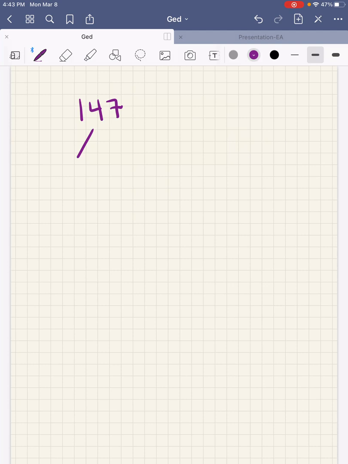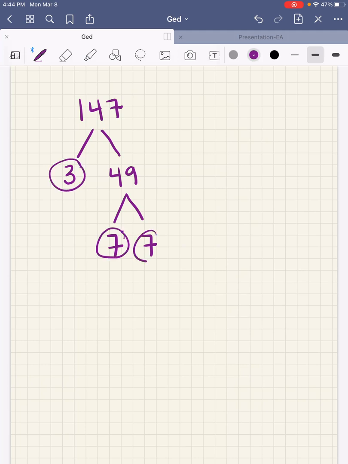However, 3 is. And if we divide 147 by 3, we get 3 and 49. So we can leave the 3 there. And then we're going to say what else can go into 49 that is a prime number. And in this case, we know that 7 times 7 is 49. So the prime factorization here is 3 times 7 times 7.